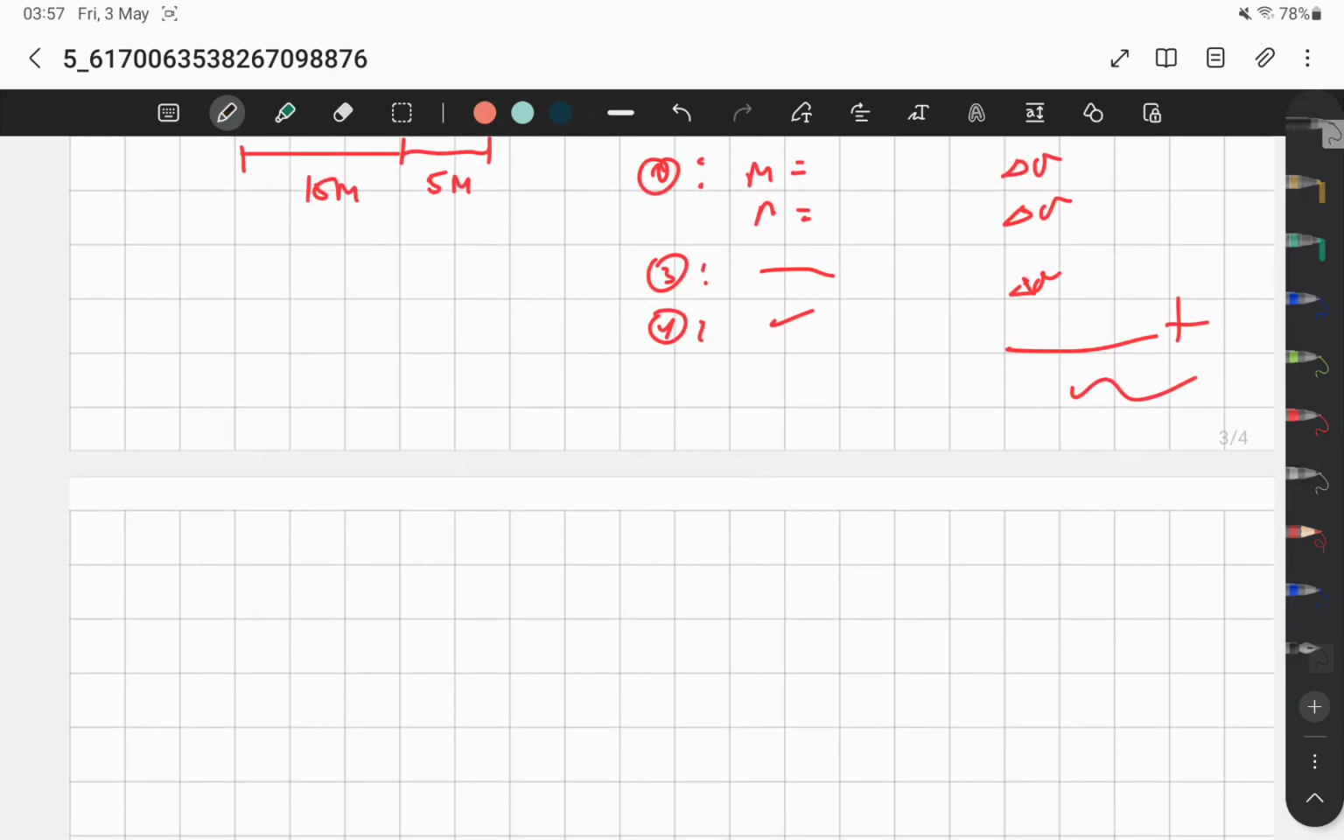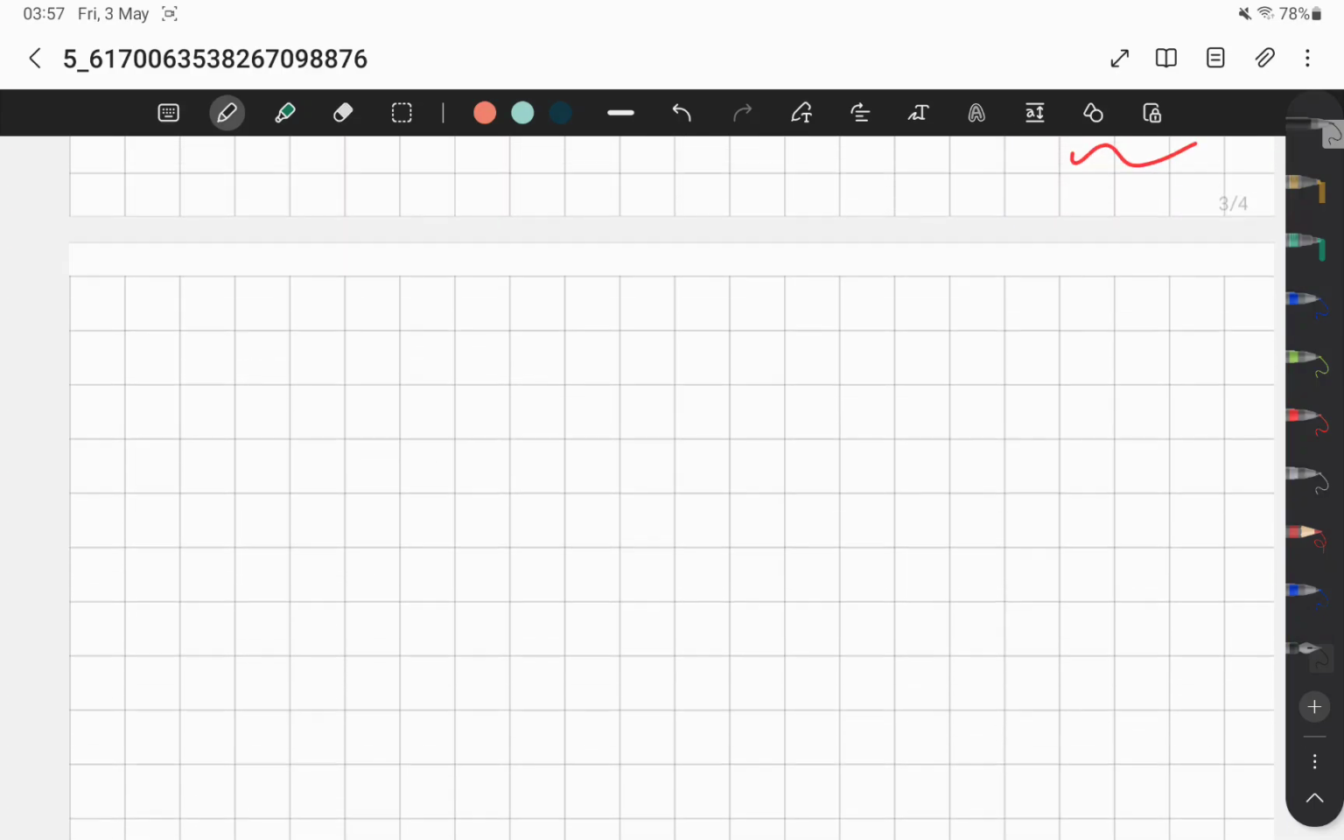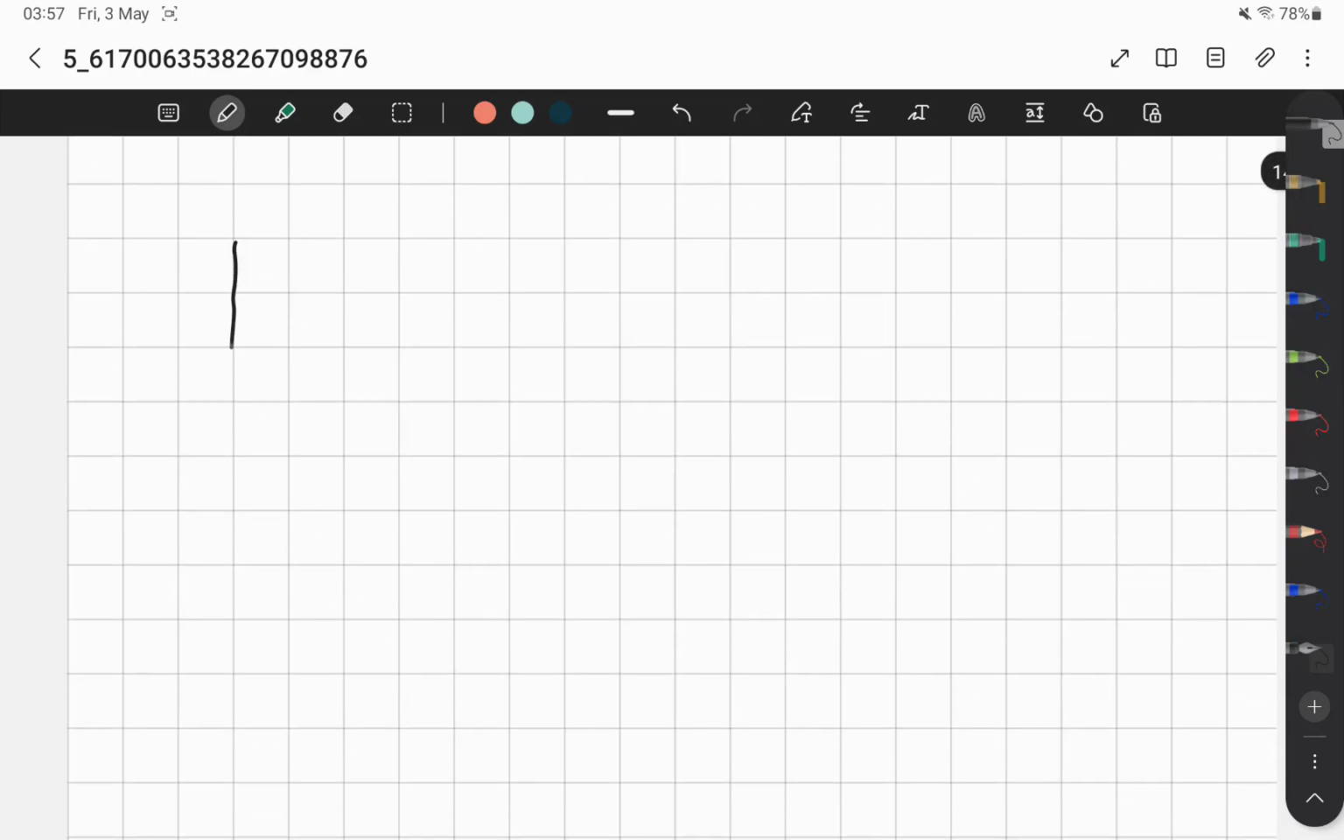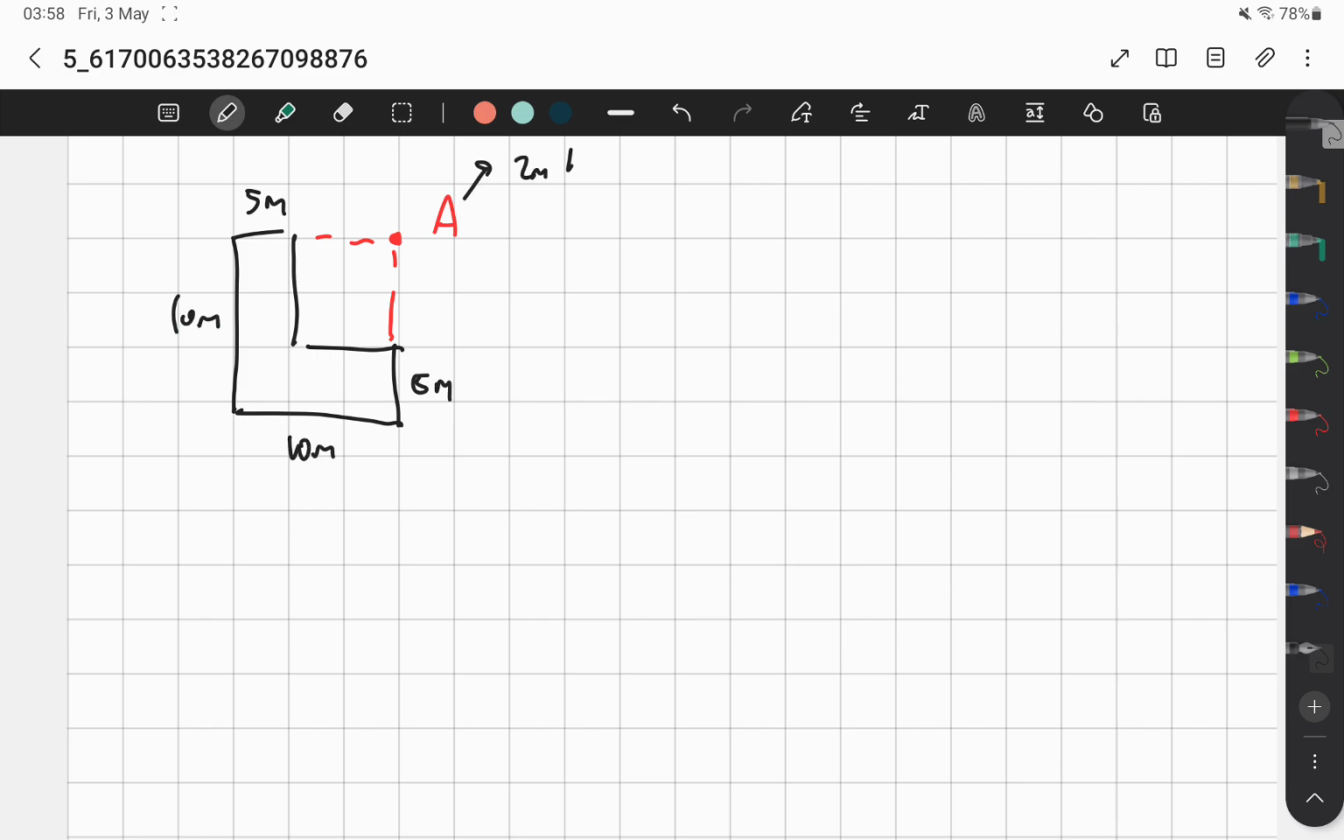Just take note that you can also have negative area. For example, you have an L area like this, and your A is located away from the area, like this. For example, this is 5 meters, this is 10 meters, 5 meters, 10 meters. A is 2 meters below ground.